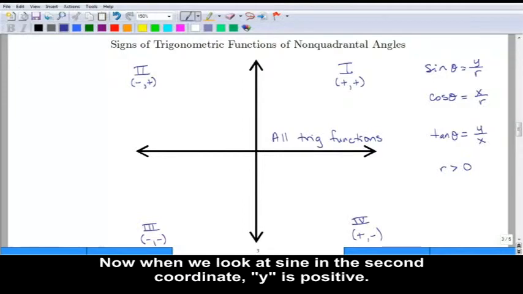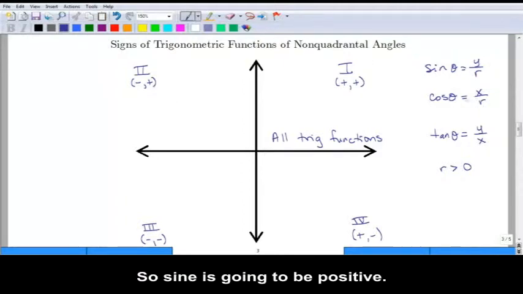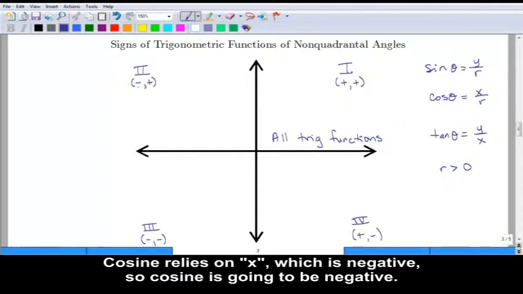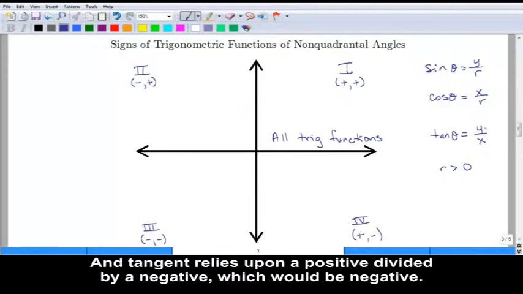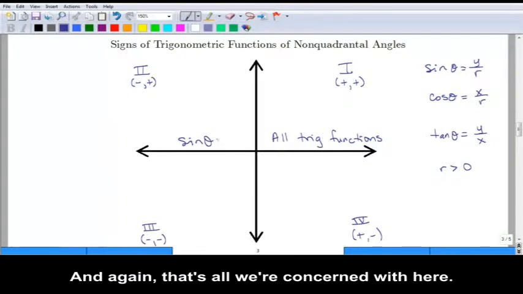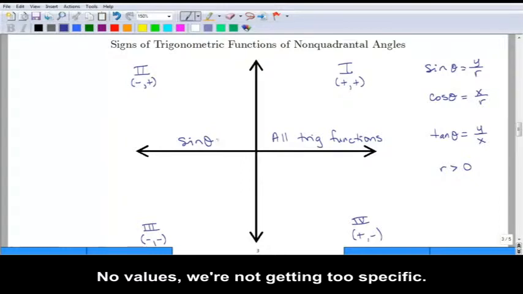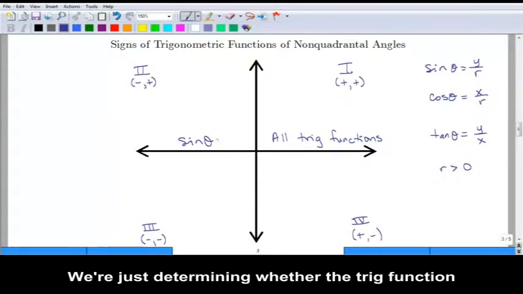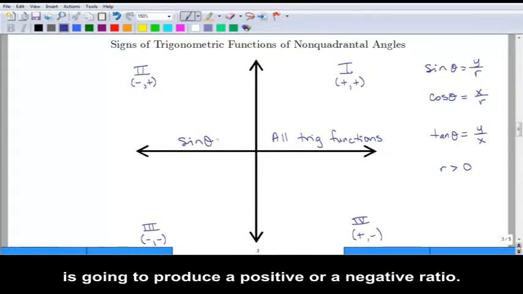Now when we look at sine in the second quadrant, y is positive, so sine is going to be positive. Cosine relies on x, which is negative, so cosine is going to be negative, and tangent relies upon a positive divided by a negative, which would be negative. So in quadrant 2, sine theta is the only thing that is positive. And again, that's all we're concerned with here, no values, and we're not getting too specific. We're just determining whether the trig function is going to produce a positive or a negative ratio.